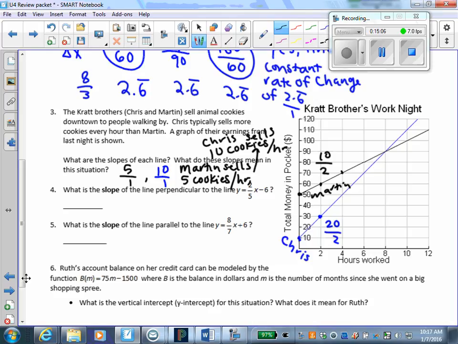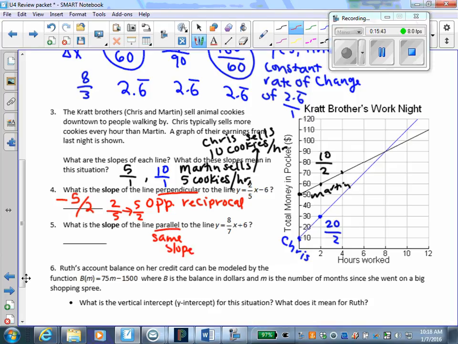Okay. What is the slope of the line perpendicular to the line y equals 2/5 x minus 6? Perpendicular has opposite reciprocal slope. So that means I'm going to take 2/5 and I'm going to turn it upside down, and then I'm going to make it negative. So negative 5/2 would be the slope of the line perpendicular. What is the slope of the line parallel to the line y equals 8/7 x plus 6? Parallel means same slope. So if this line has a slope of 8/7, a parallel line would also have a slope of 8/7.